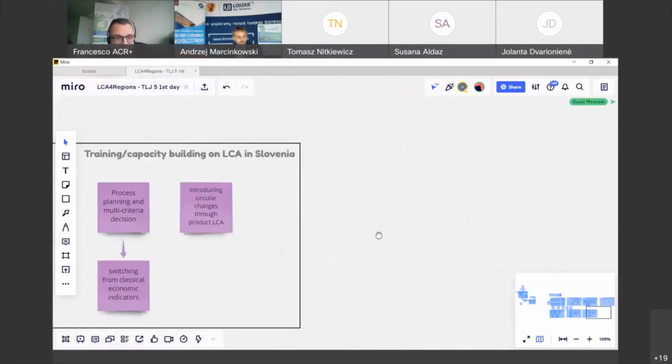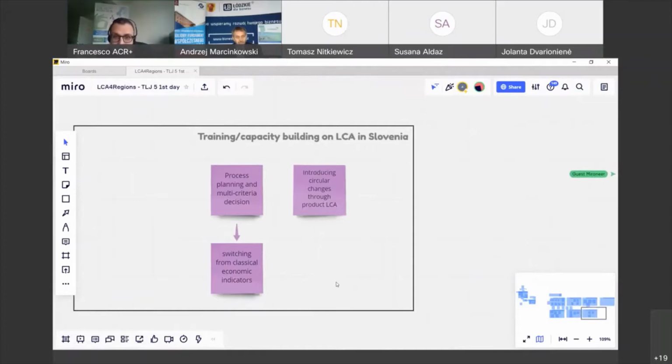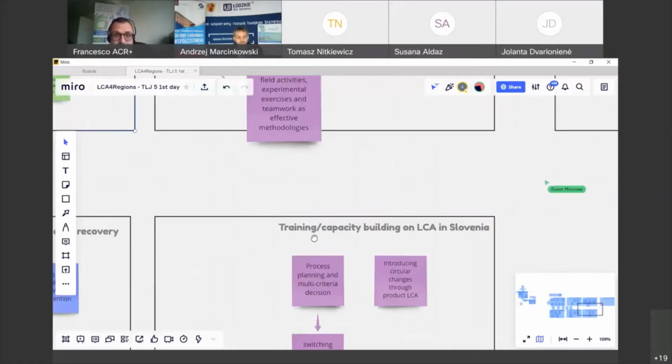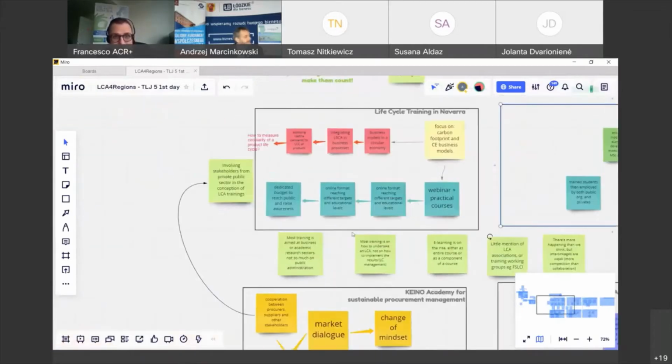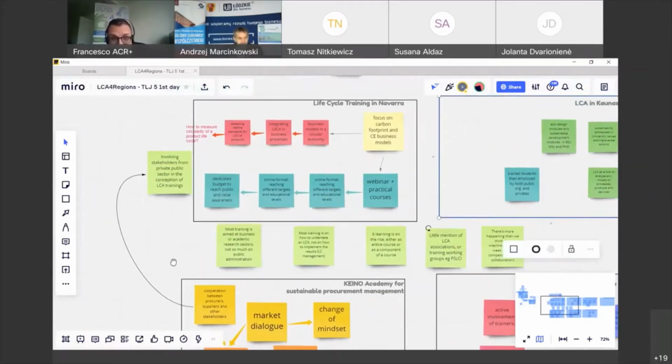And from Slovenia, I'm sorry I didn't take many notes, but I have my written notes that will keep being implemented in the Miro board. I was pretty interested in how the key focus was on switching from classical economic indicators, when it comes to commitment of key stakeholders, which is a question we found so much transversally in other experiences. It is one of the key levers we have, because we have to find a common language to communicate the relevance and importance of LCA methodologies to public organizations, but especially to convince private organizations.